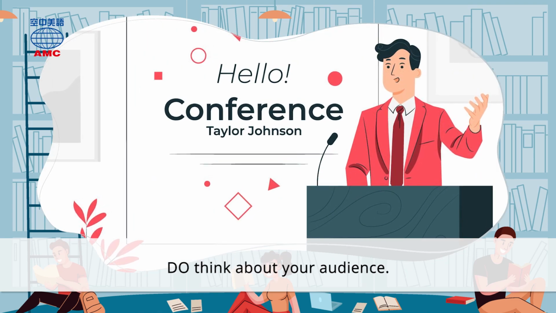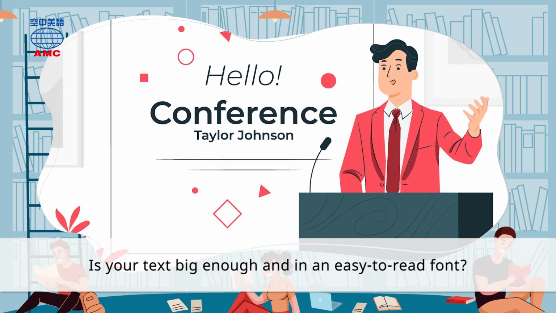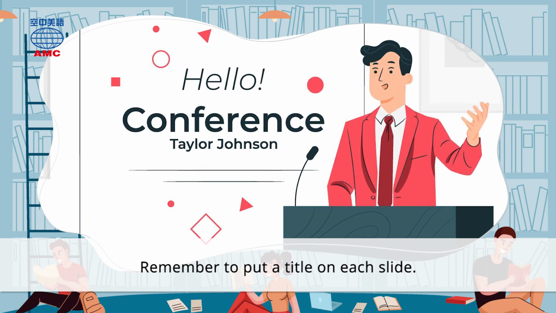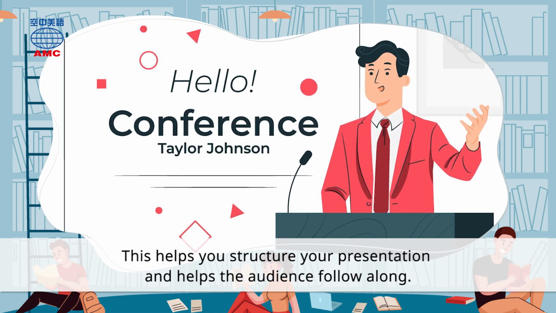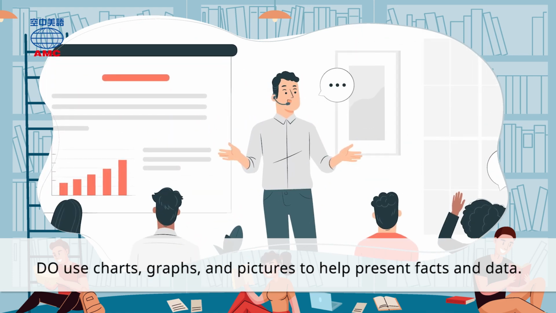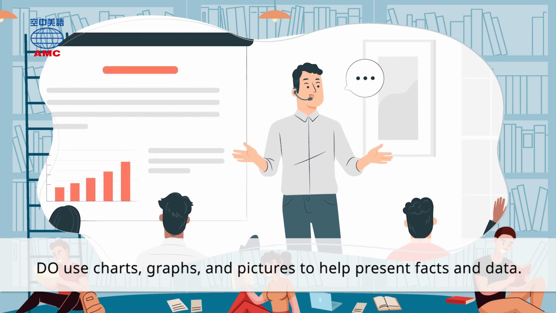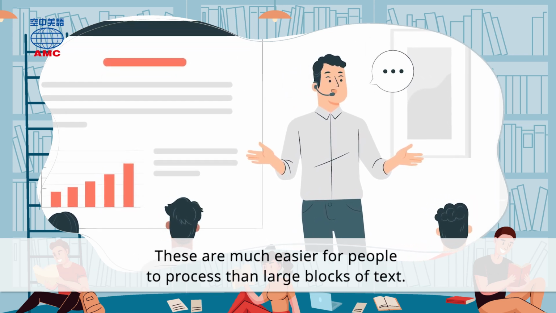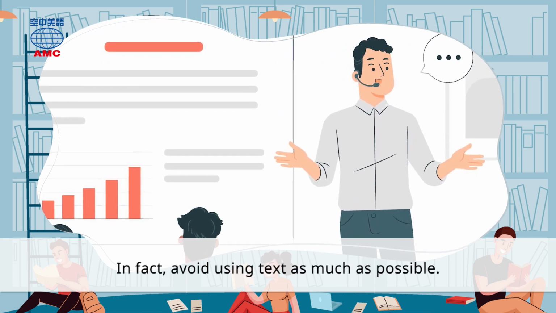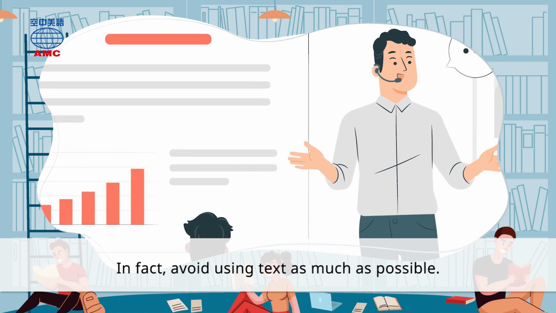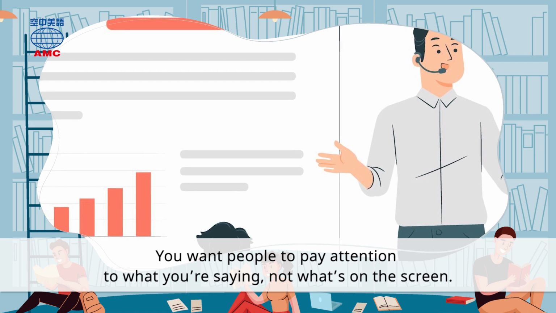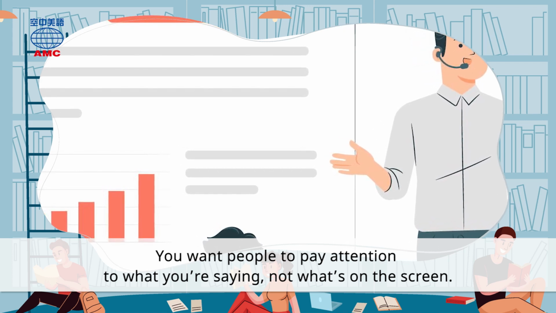Do think about your audience. Is your text big enough and in an easy-to-read font? Remember to put a title on each slide. This helps you structure your presentation and helps the audience follow along. Do use charts, graphs, and pictures to help present facts and data. These are much easier for people to process than large blocks of text. In fact, avoid using text as much as possible. You want people to pay attention to what you're saying, not what's on the screen.